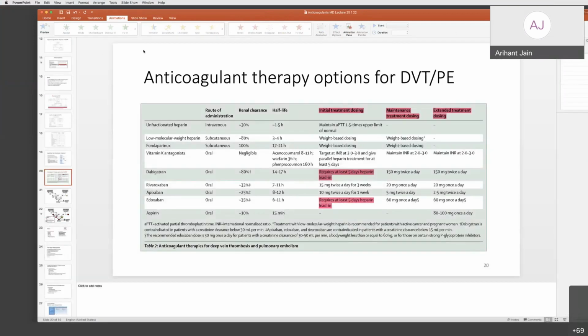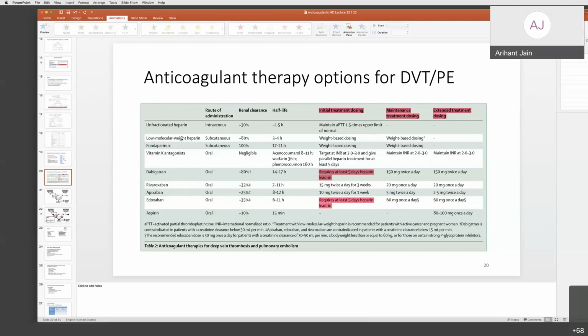So this is the table which is giving all these options. We have unfractionated heparin, which is typically given by the intravenous route. It has a half-life of 1.5 hours. For the initial treatment dosing, you will give it as an IV infusion to target an APTT of more than 1.5 times the upper limit of normal, and you will have to monitor the APTT every 6 hours for as long as you are giving it. Unfractionated heparin is typically used whenever there is a high risk of bleeding or there is thrombocytopenia, so that we can stop it immediately and reverse the effect.